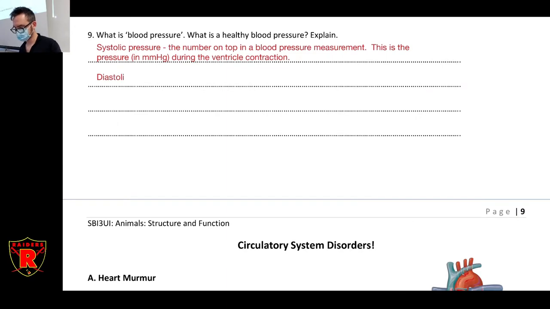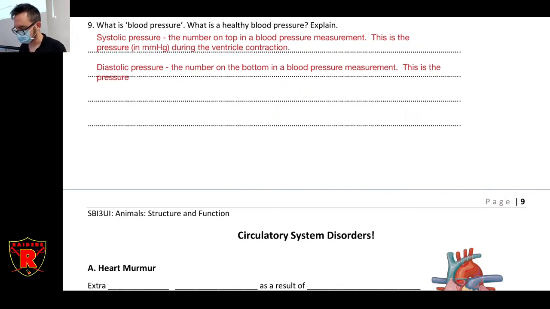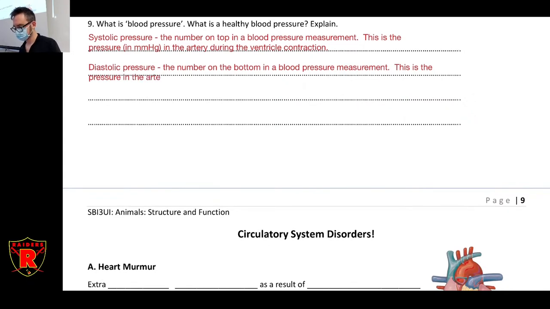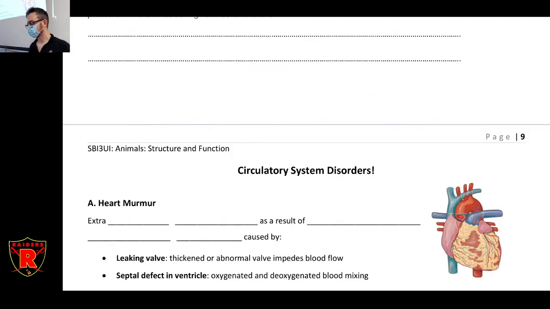Your diastolic, that's the number on the bottom. Oh, when I say the pressure, I mean the pressure in the artery. That's probably important to mention where I'm measuring it. It's in the artery or arteries. So this diastolic, the number on the bottom, is the pressure that you can measure when the ventricles are just chilling, when they're relaxing.